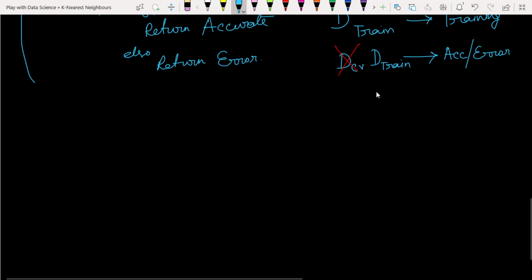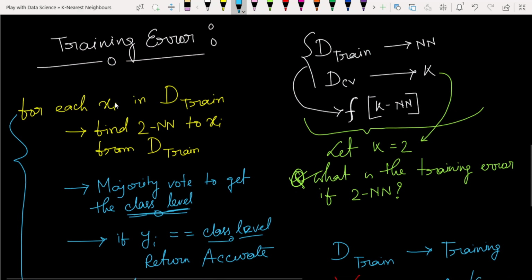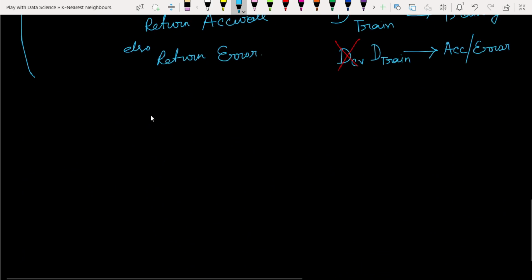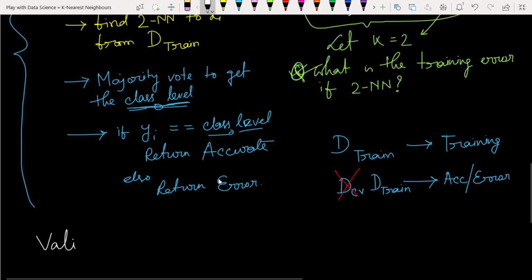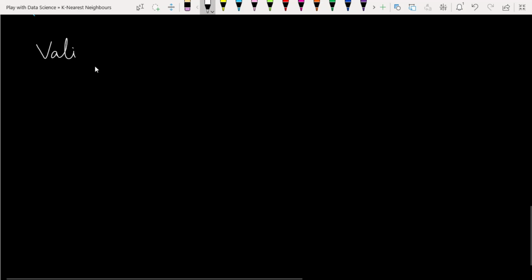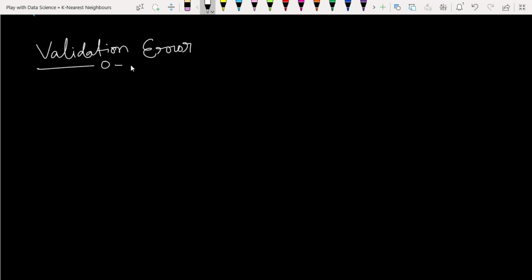So this is called the training error. Now, what is the validation error? It is the same thing, the same algorithm. Just instead of using our Dtrain data to find the accuracy, here we use the cross validation data. This is the general accuracy or general error that we have already seen, which in another name we call the validation error.